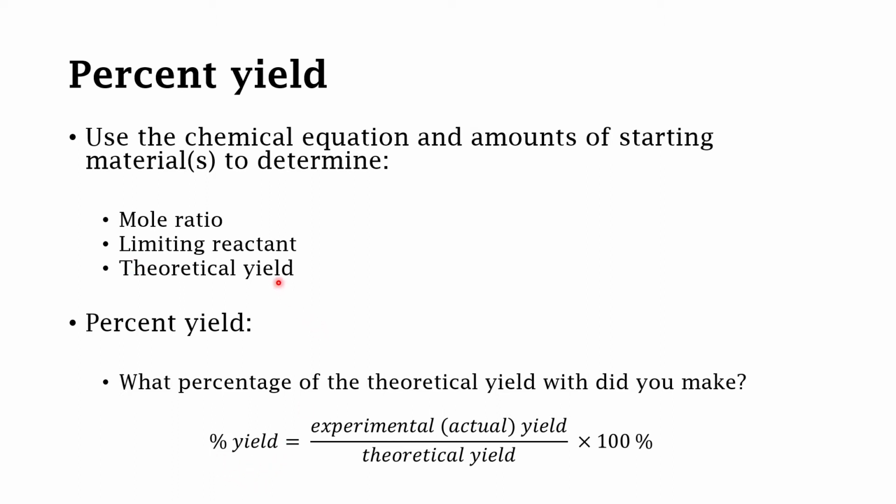So your theoretical yield, that's the maximum amount that you can possibly form, goes here in our calculation. And your experimental or actual yield is the amount that you actually measure when you are done with your experiment. So let's take a look at an example.